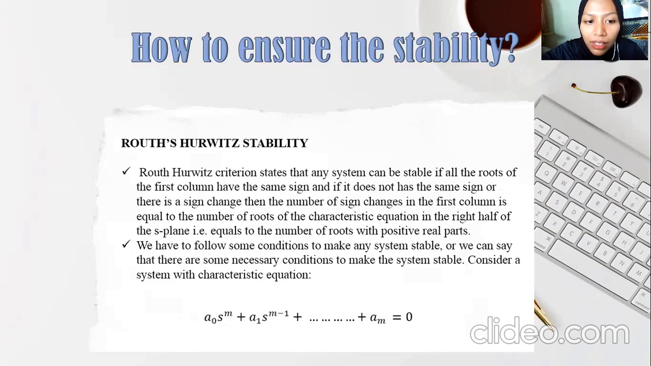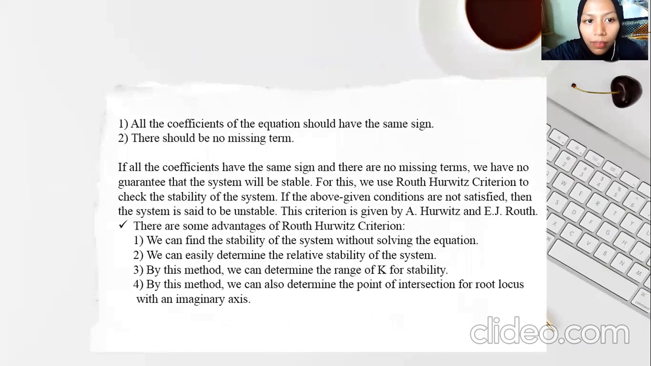Second point is, we have to follow some conditions to make any system stable. Or we can say that there are some necessary conditions to make the system stable. Consider a system with characteristic equation below. First, all the coefficients of the equation should have the same sign. Second, there should be no missing term.